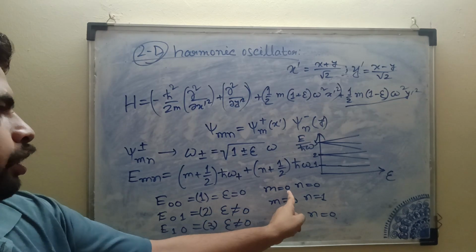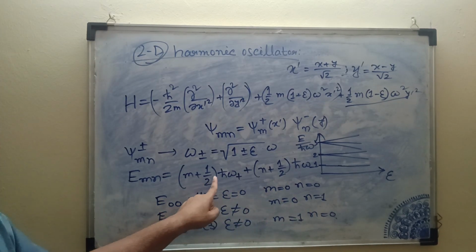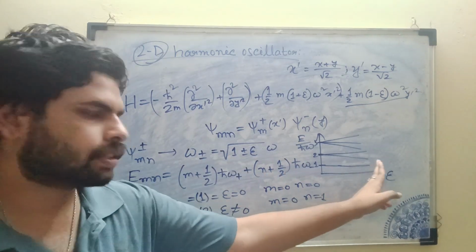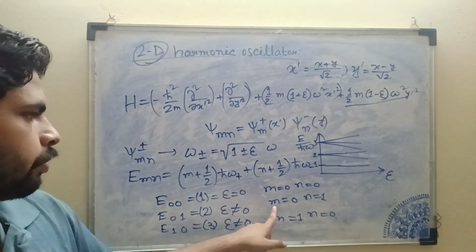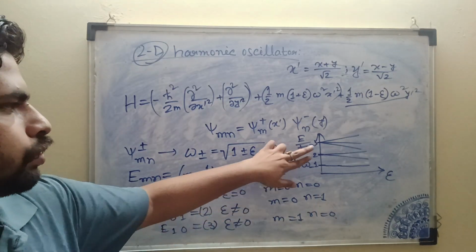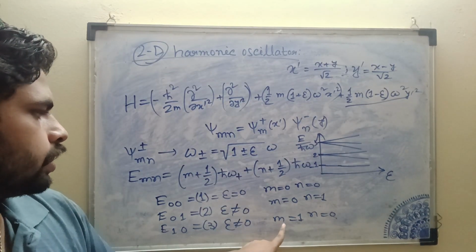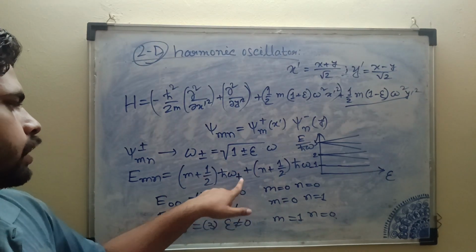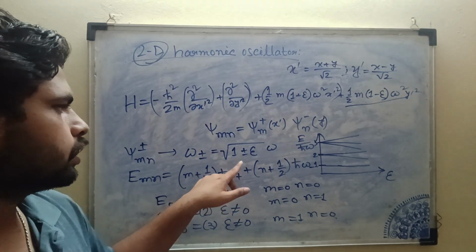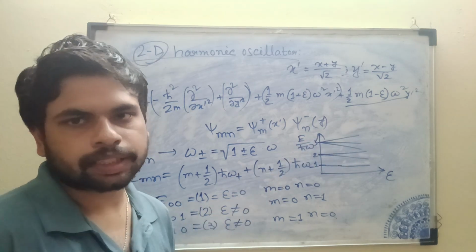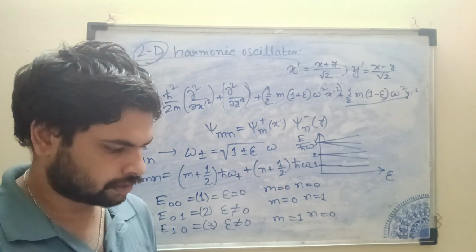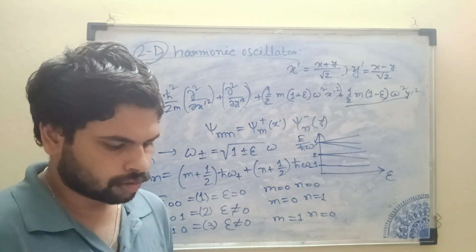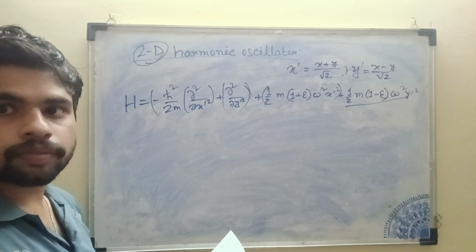If we have m equal to 0, n equal to 0, that will be half h bar omega plus plus half h bar omega minus, so there is a linear plot. For m equal to 0, n equal to 1, and m equal to 1, n equal to 0, there are two types of degeneracy, and for omega plus, the characteristic frequency on the positive side, there will be 3 distinct degenerate states. So now we have to find the linear combination to get the required answer of this problem.